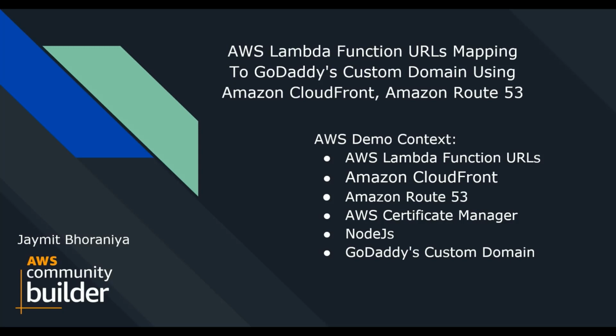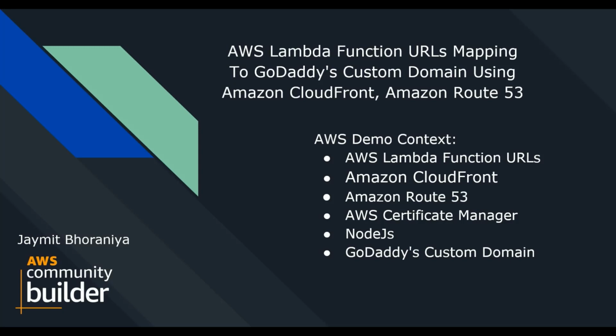Welcome to this session. In this session, I am going to demonstrate AWS Lambda function URL mapping to a custom domain using Amazon CloudFront and Amazon Route 53. AWS Lambda function URL is a recently launched new feature of AWS Lambda that will allow us to build a Lambda API by adding a function URL to a specific Lambda, like a new or existing Lambda.